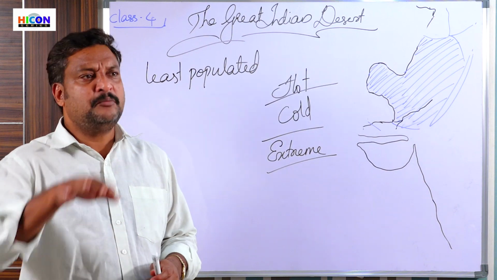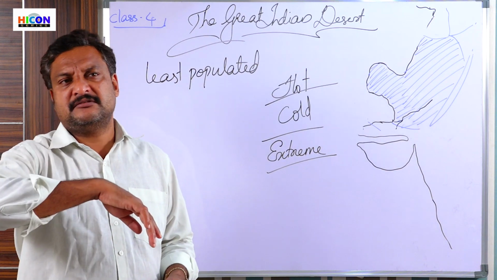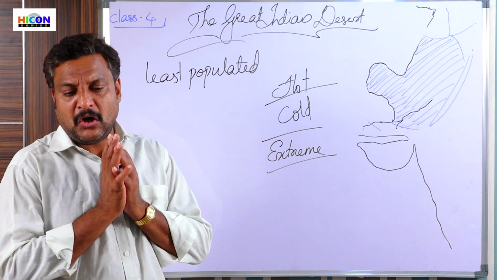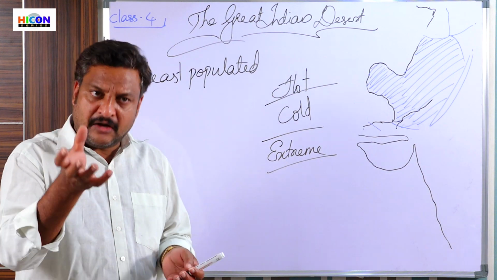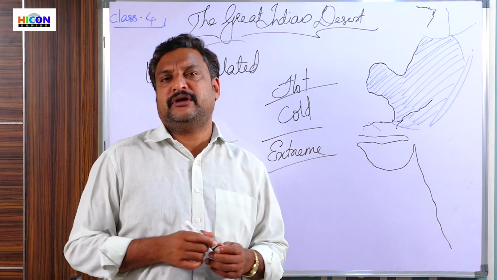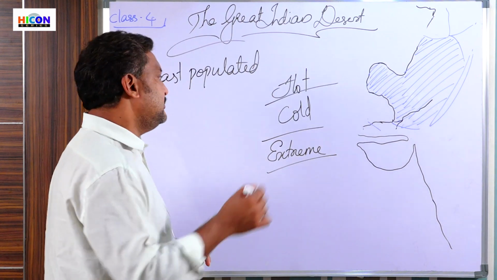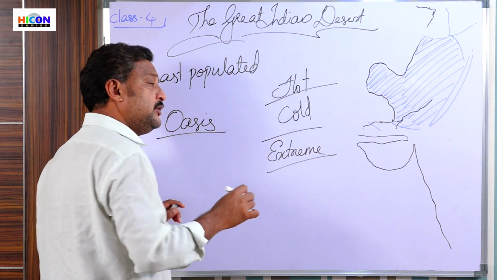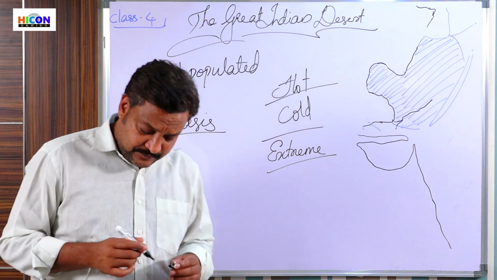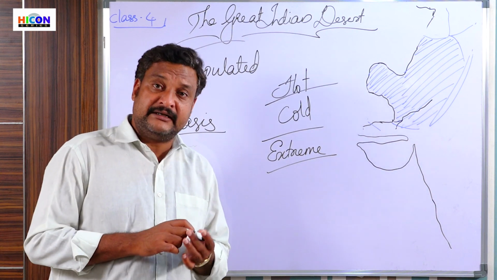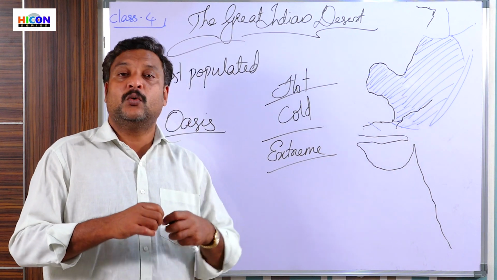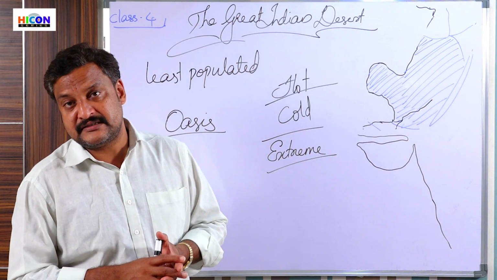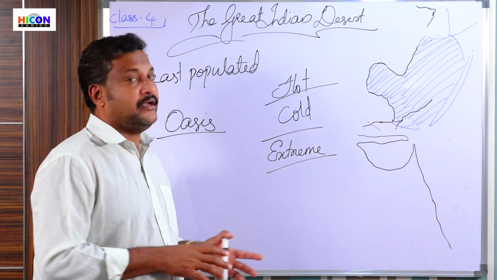A small pond with some 5 to 10 trees growing there. A small pond with very few trees growing in that region, and this region is known as an oasis. So, what is an oasis? An oasis is a place or area in a desert where there is water. Where water is available in a desert is called an oasis.